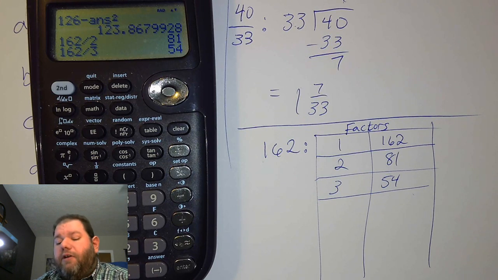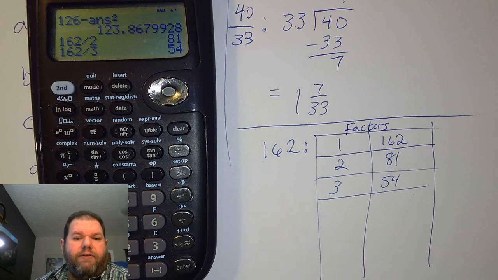We know if it ends in an even number it's divisible by 2, and we know it's a multiple of 3 because the numbers add up to a multiple of 3. And actually 9 has the same rule. Since it adds up to 9, that means 9 is going to be a factor of this also.